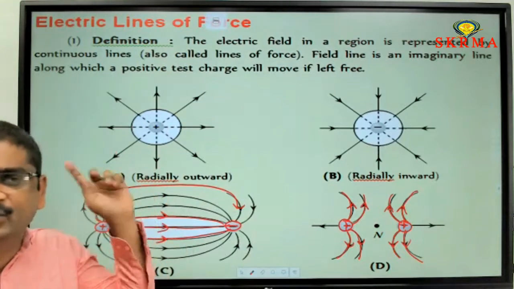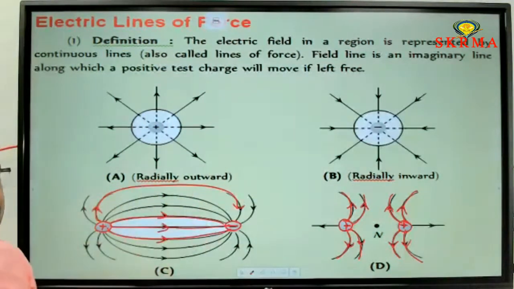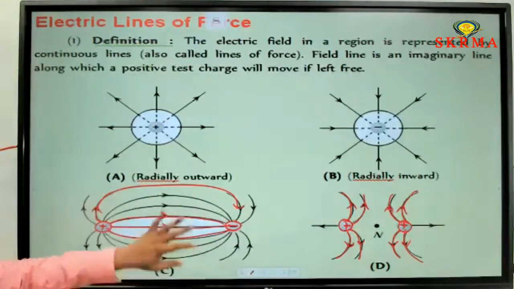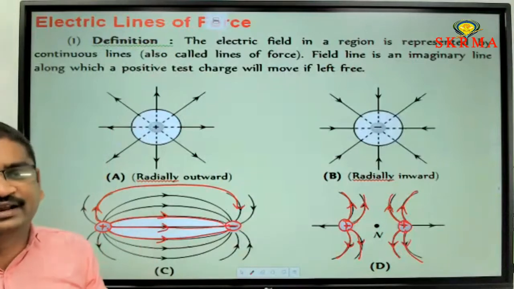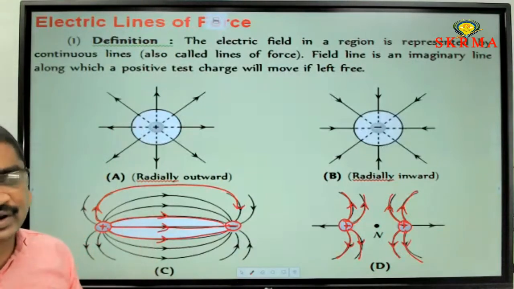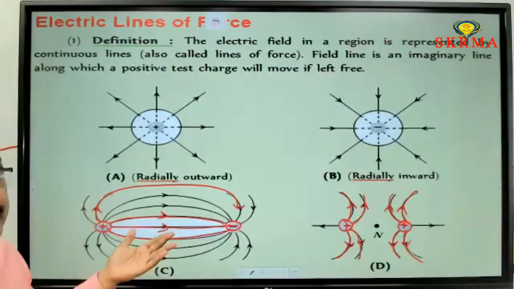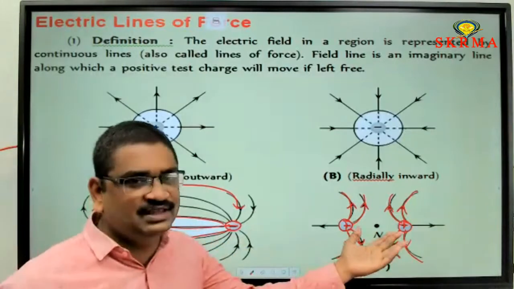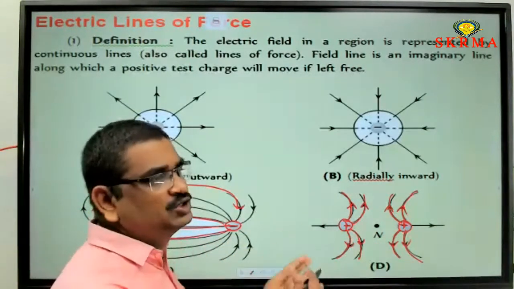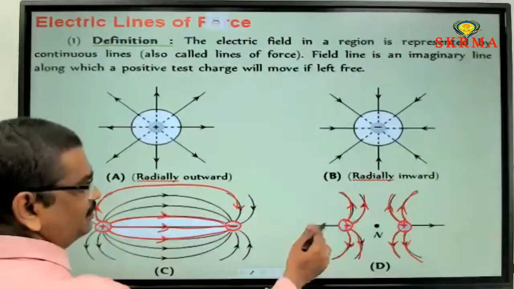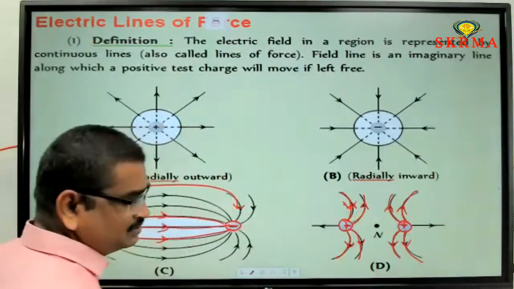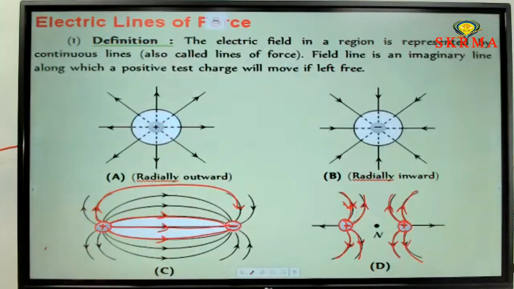They may ask among these four figures, without giving any sign, to select the electric field line diagram for a dipole. This is the pattern for a dipole. This one is the pattern for positive and positive charges. If it is negative and negative, then it is the same diagram but with the arrow marks reversed.